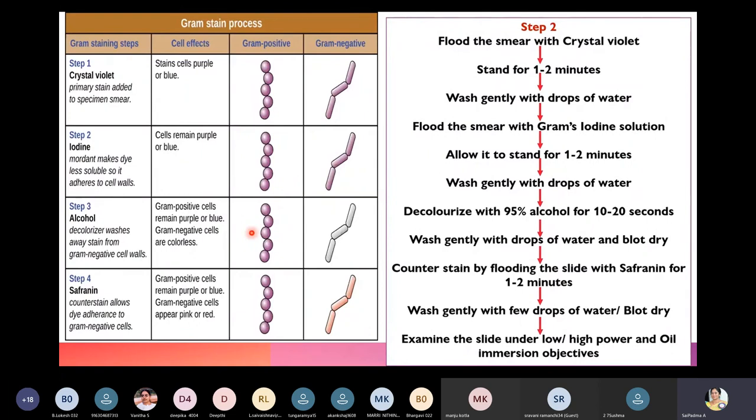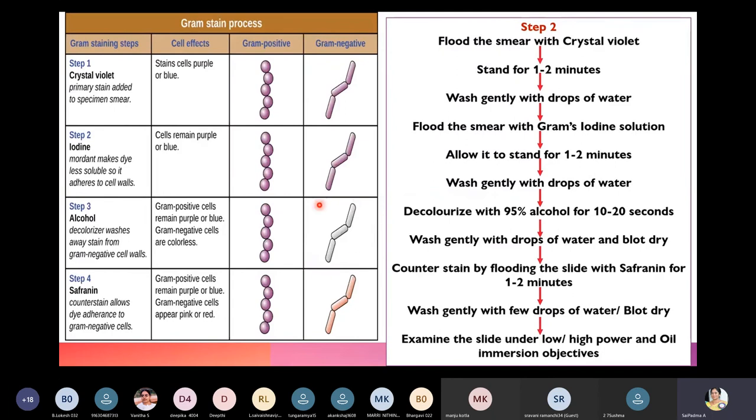The decolorizing agent is an organic solvent, either alcohol or acetone. In gram positive bacteria, the peptidoglycan layer undergoes dehydration. Because of this dehydration, the crystal violet and Gram's iodine complex is retained within the cell wall of the Gram-positive bacteria and the organism still appears purple in color.